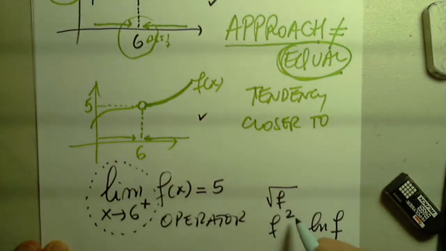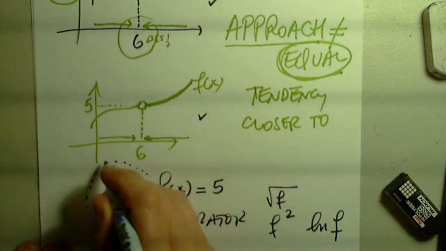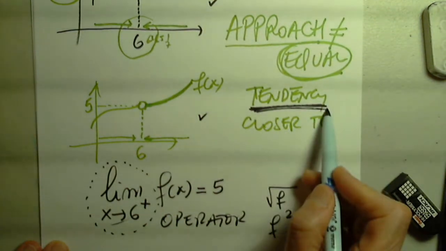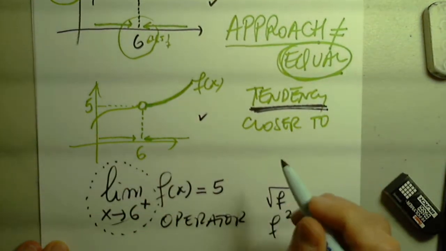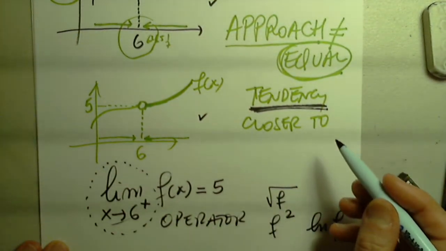Square root from this. What does this do? Squares this. What does this do? Applies natural log to the function. What does this do? It's looking for the tendency, for the pattern, where the function is going.